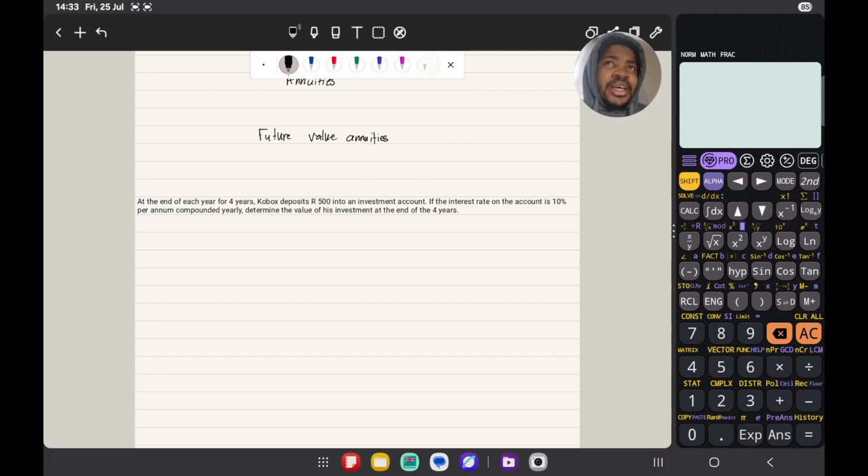Just anything that involves you putting money into a savings account for a particular goal at the end. We are not paying any loan here. For loans, we're going to talk about the present annuities. Here, you are putting your money into an account every month or every year or every other interval.